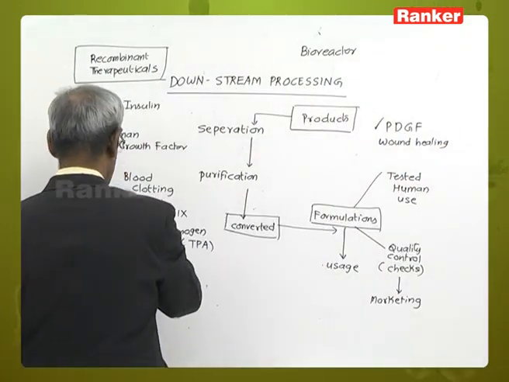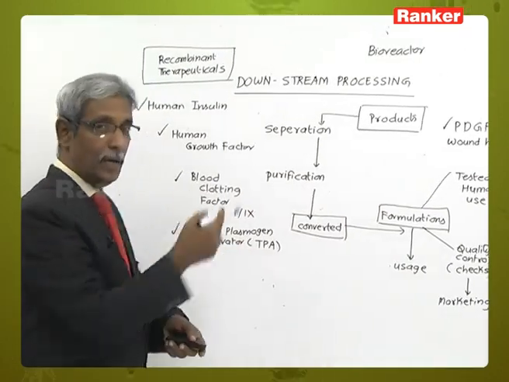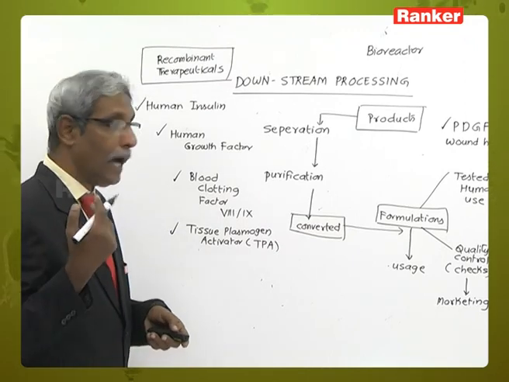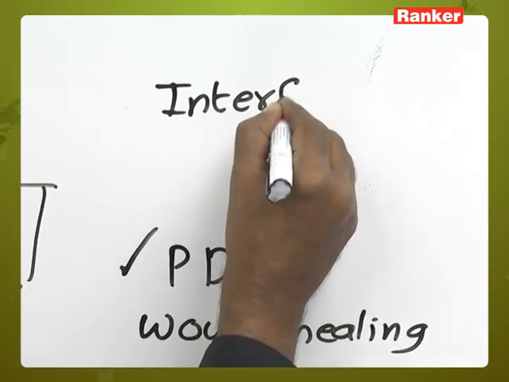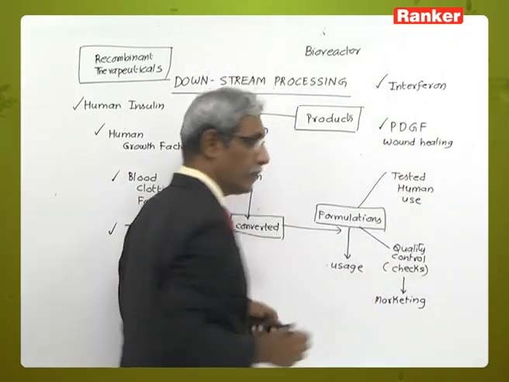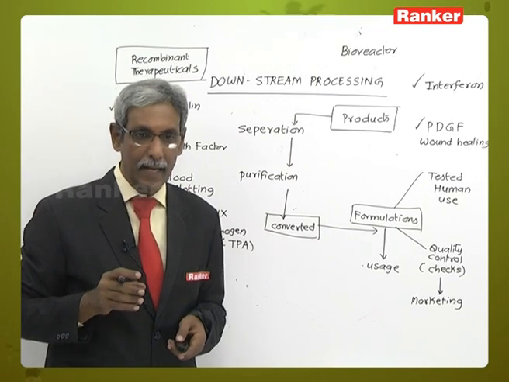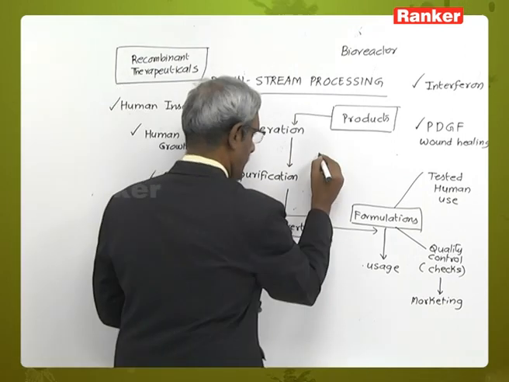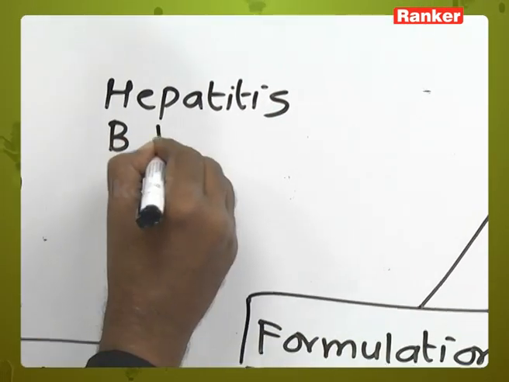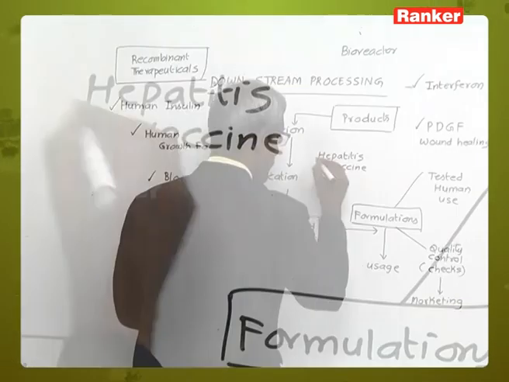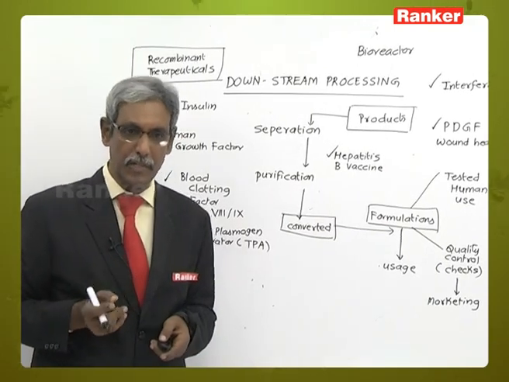So, when we look at the basic applications of downstream processing, we understand many of these are medical therapeutics, and again among the chemicals we also have interferon. Now, interferon helps in treatment of viral infections. Then again we have hepatitis B vaccine. Hepatitis B vaccine is helpful for prevention of infectious diseases.